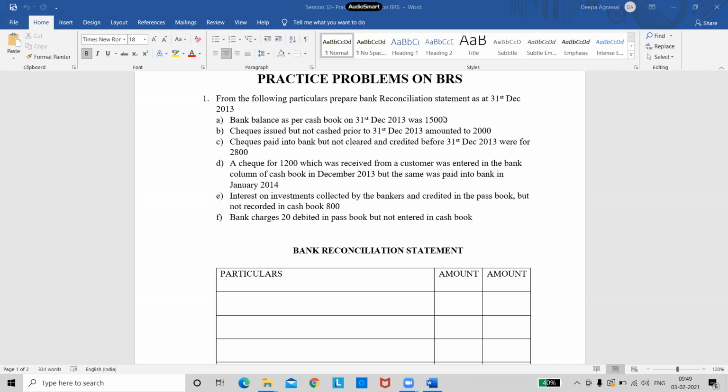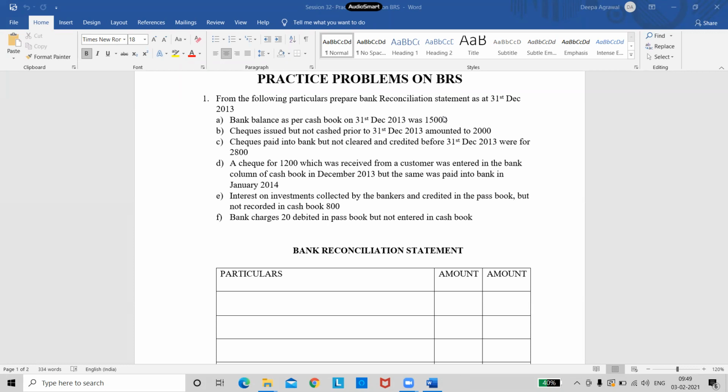Now see the next transaction. A check for 1200 which was received from a customer was entered in the bank column of the cash book in December 2013, but the same was paid into bank in January 2014. So it says we received a check for 1200 from a customer and entered it in the bank column of the cash book. That means we have entered the check in the cash book, but we deposited this check in bank only in January.